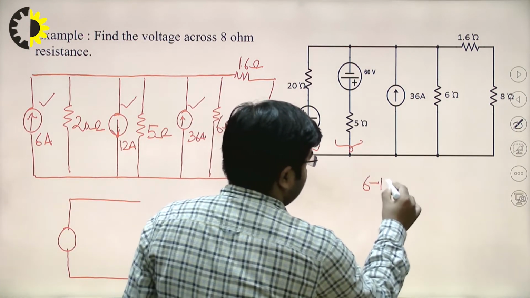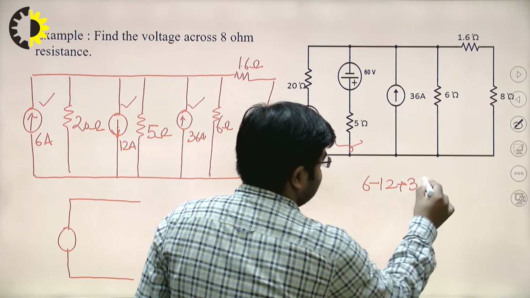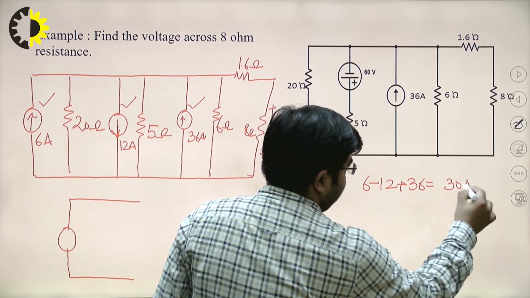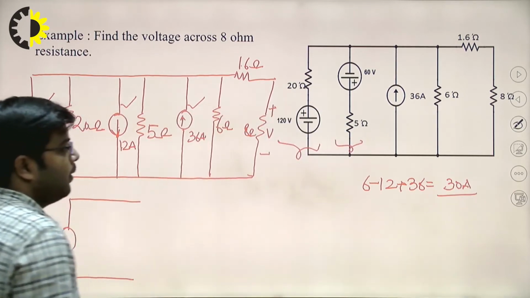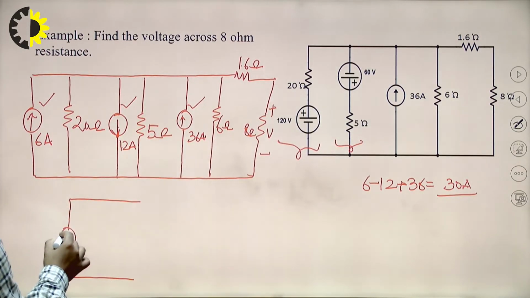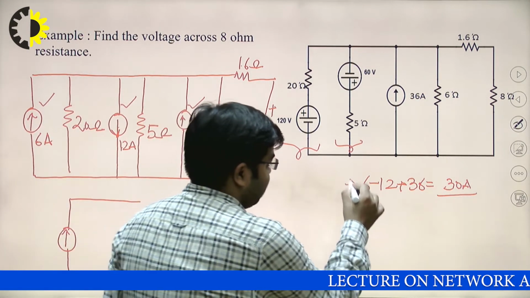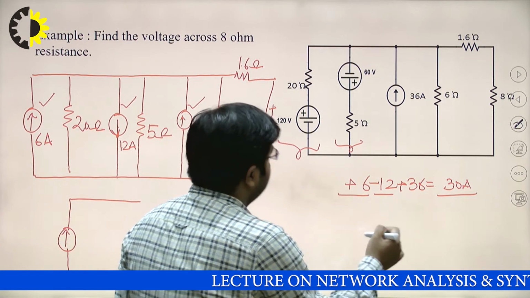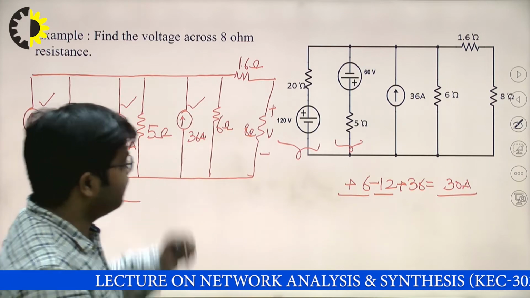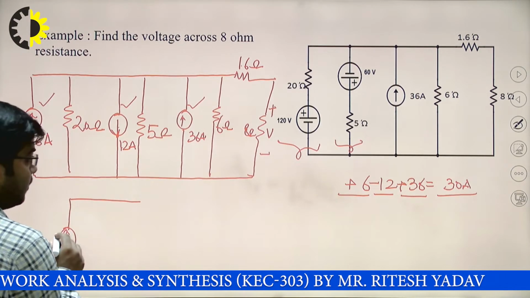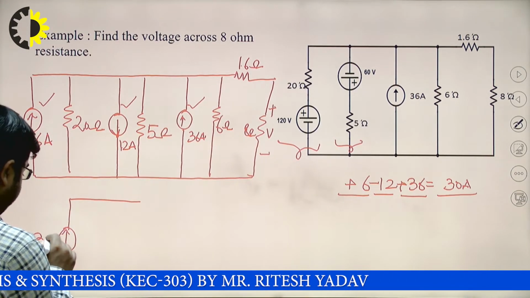6 minus 12 plus 36. So this will give 30 ampere, and the direction will be upward, because this plus 6 is in the upward direction, this is in the downward direction, you can see here, and this is in the upward direction. So this is 30 ampere.